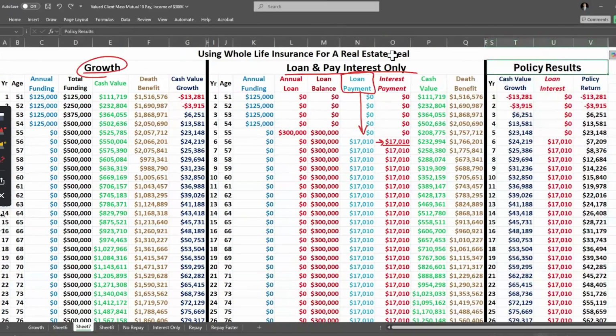So now you can see the spread to the far right, and this one is going to be more favorable than the one we just looked at, where I didn't pay the loan interest.